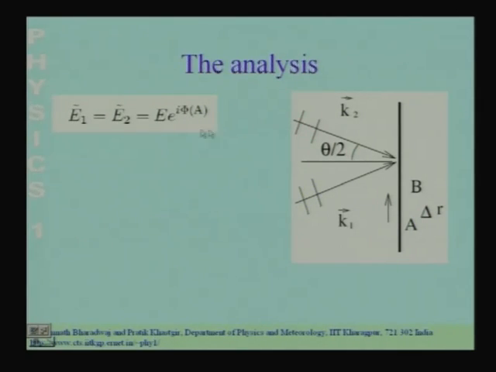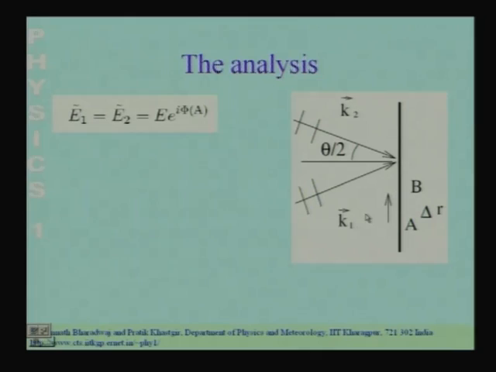Now, if the two waves arrive at the same phase at the point A, their oscillations are going to be exactly identical, and when I superpose these two waves, they are going to add up, and the point A is a point where I will have a maxima in the intensity. So, the intensity is going to be maximum at the point A.